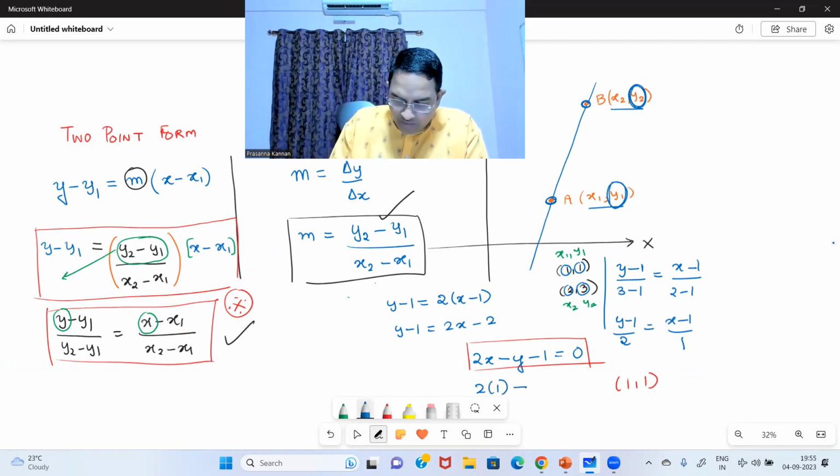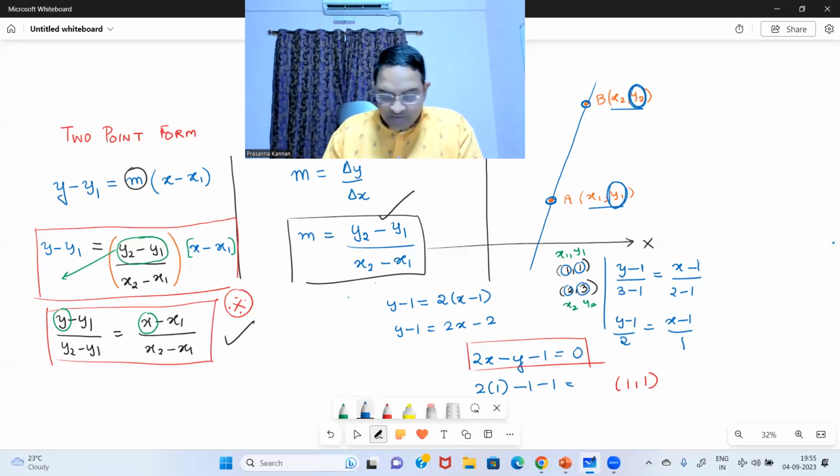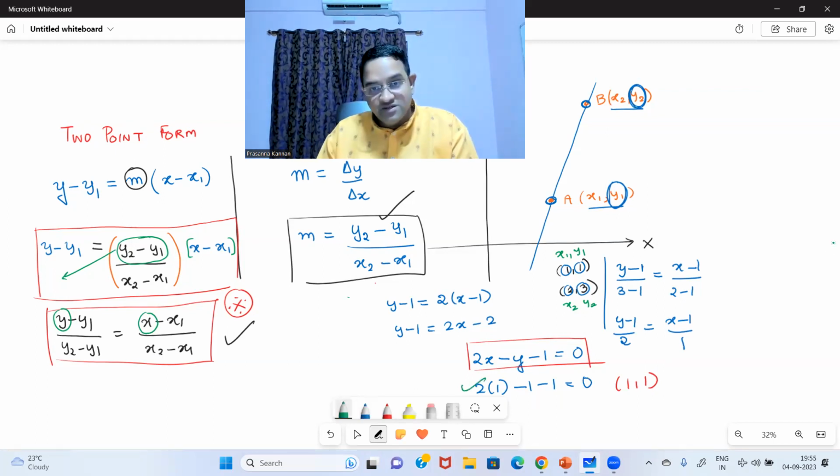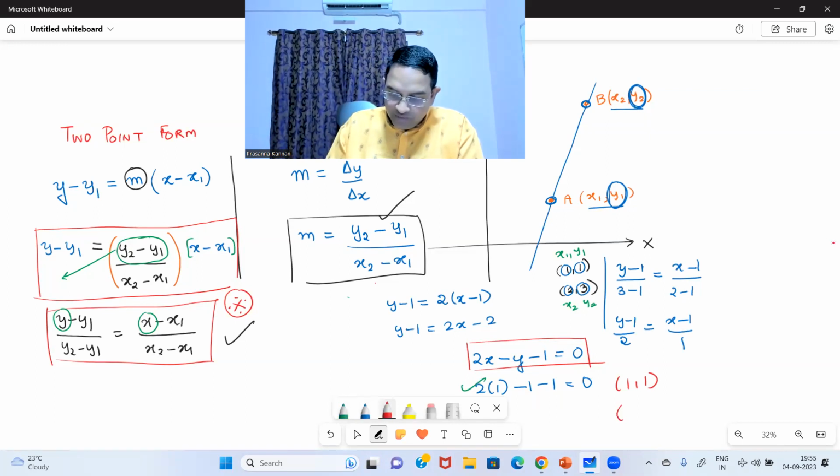2 into 1 minus 1 minus 1. What is the answer? 2 into 1 is 2. 2 minus 1 is 1. 1 minus 1, 0. Correct. Check for the other point also. What is the other point? 2, 3.